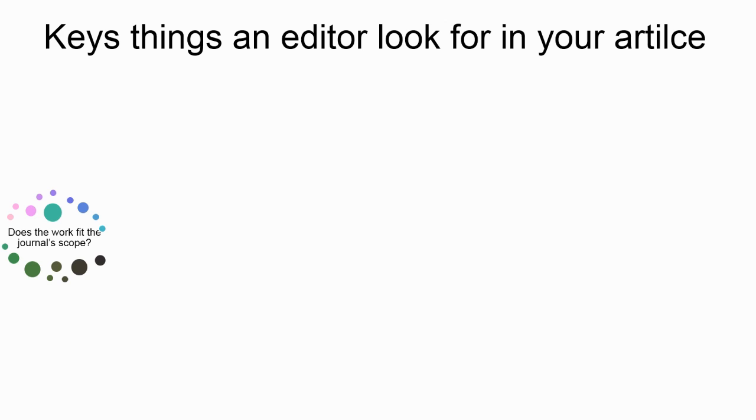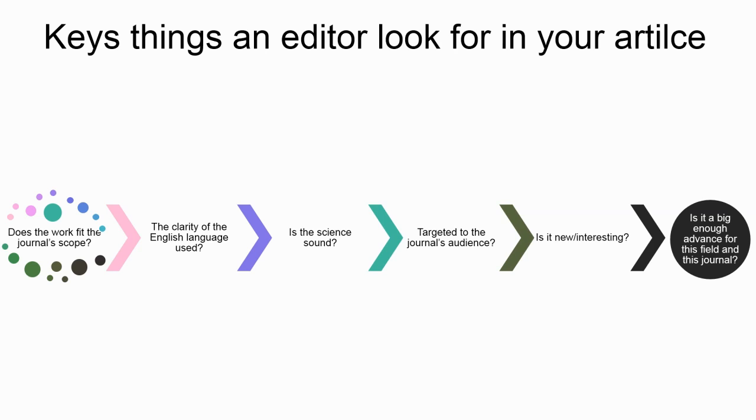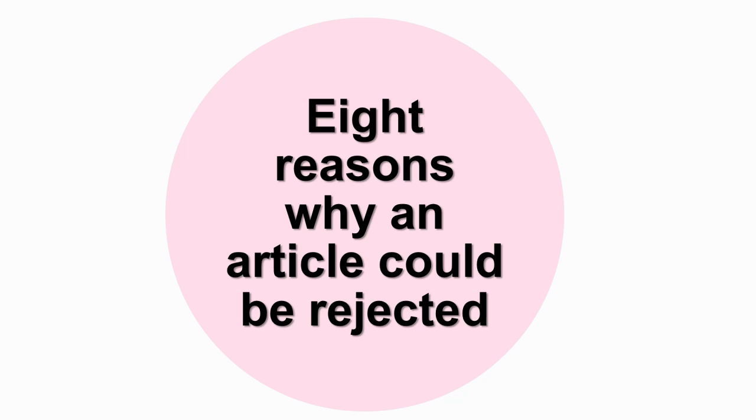And what are the key things an editor is looking for? He will be looking for the scope of the research article, which syncs with the scope of the journal. Then he will be looking for the clarity of the English language, the scientific soundness, as well as the readability of the research article. He may also look for interesting content inside the article. If your article is not interesting, then it is not going to be a sound thing for the journal, so they may reject it.